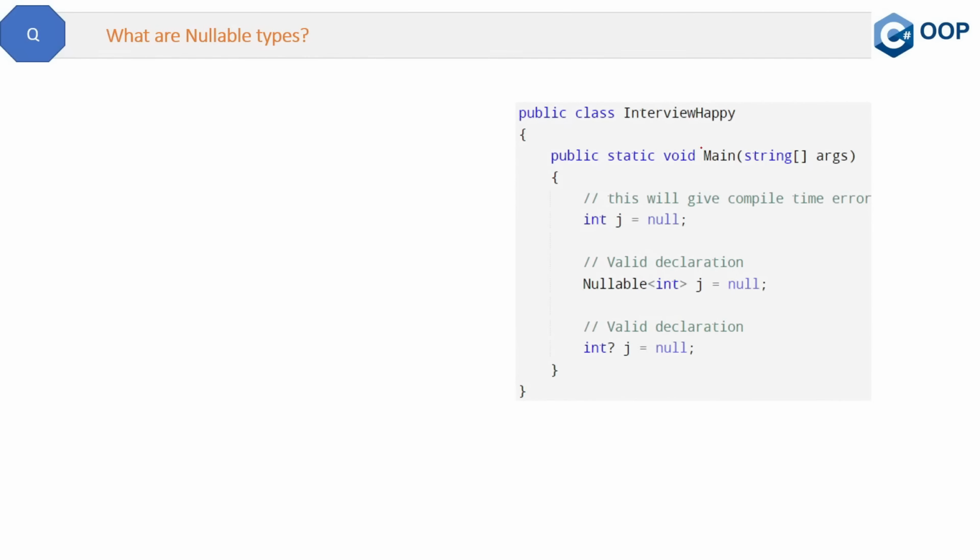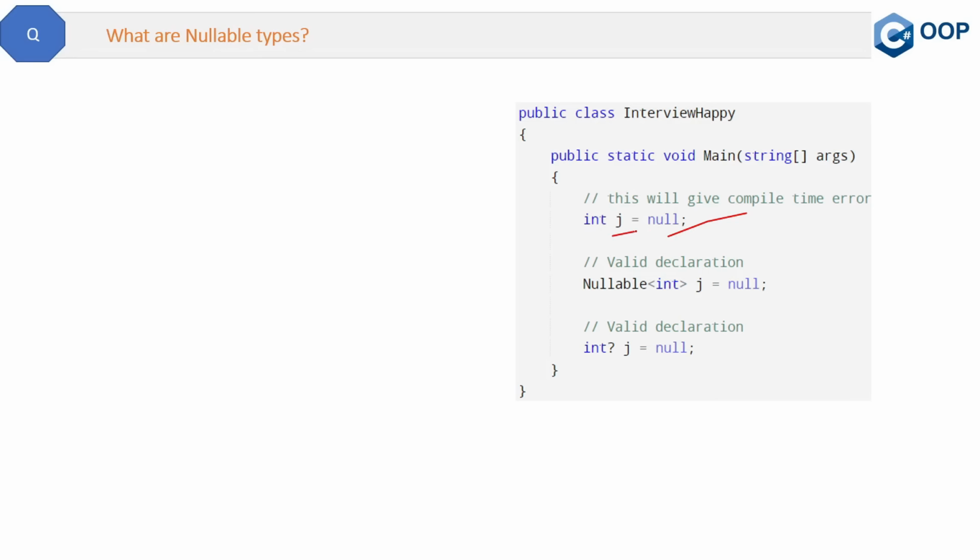What are nullable types in C#? So again, let's see the code first. If you assign j to null, then it will give a compile time error, because you cannot assign a null value to an integer like this in C#.